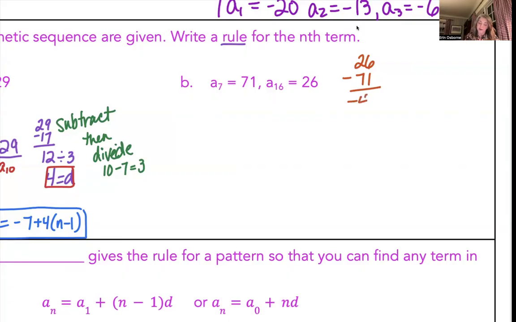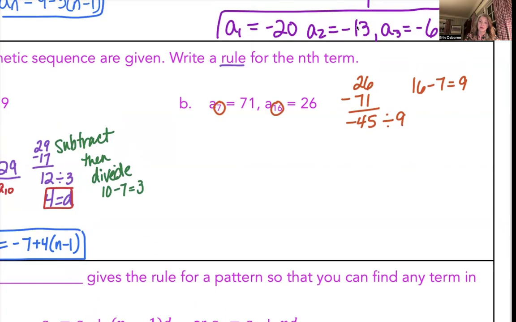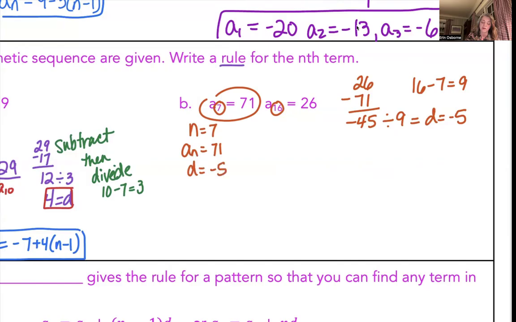Is negative 45. I need to divide that by a certain number, but this is where you use your 7 and your 16. How far apart they are is the right number to divide by. And so we get the common difference is negative 5. Now I'll just use both of these numbers, n equals 7 and a sub n temporarily is 71 with a difference of negative 5 to start writing my formula.